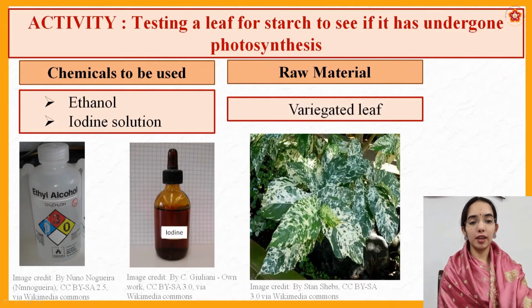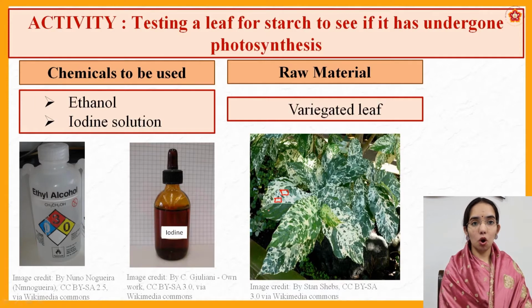The raw material that we'll need is a variegated leaf. As you can already make out from the picture, a variegated leaf is a leaf in which in a few patches chlorophyll is absent. As you can see in this patch, chlorophyll is absent. So a leaf where in a few patches chlorophyll is absent is called a variegated leaf.